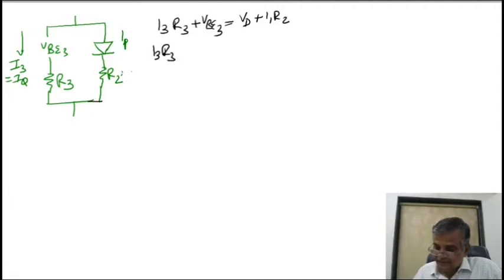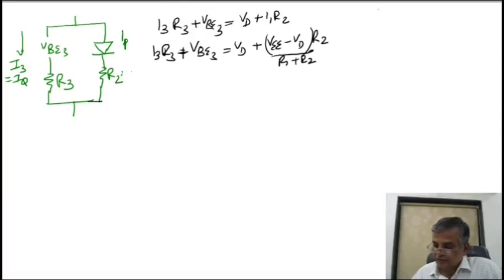I3 R3, see the mathematics only. VB3 plus I3 R3 is equal to VD plus I1, you can put the value of I1 as V minus VD upon R1 plus R2. I1 we have derived in a previous page.